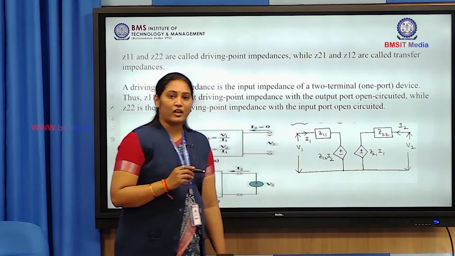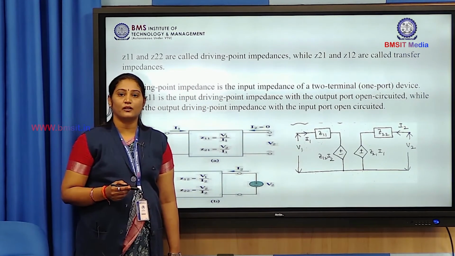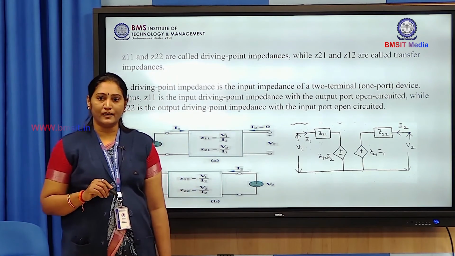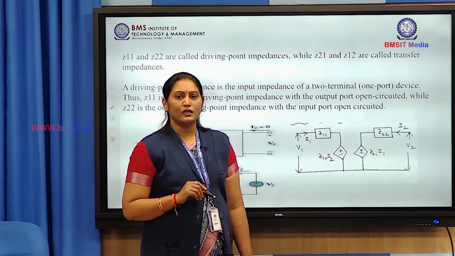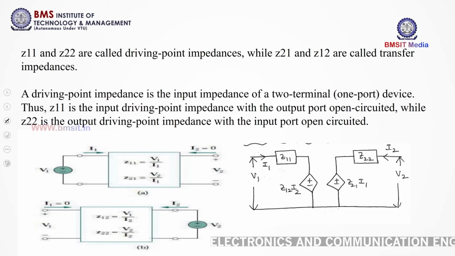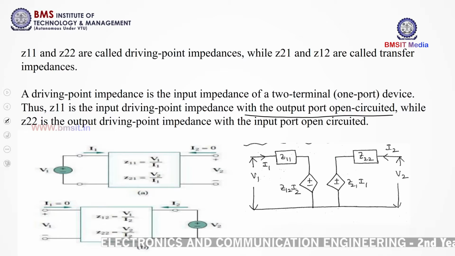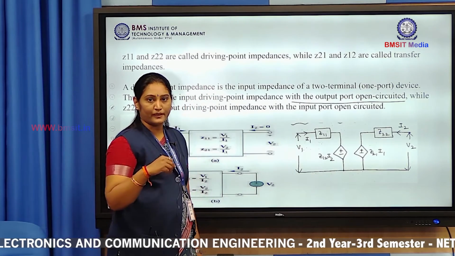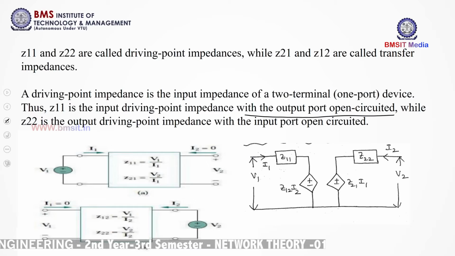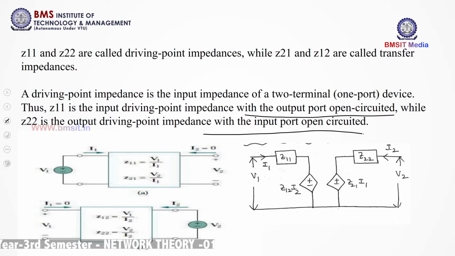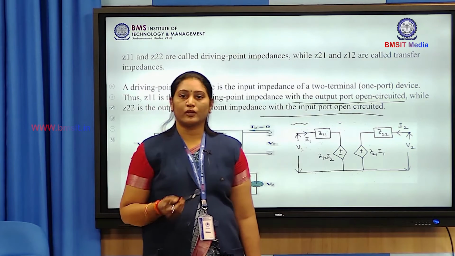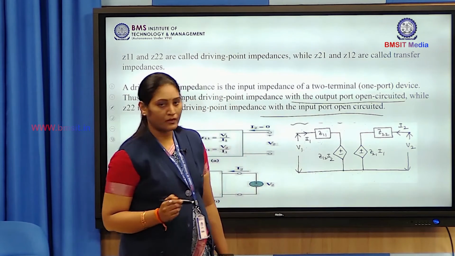So the driving point impedances are Z11 and Z22. Z11 is called the input driving point impedance of the two terminal, obtained by open circuiting the output port. Similarly, Z22, the output driving point impedance, can be obtained by open circuiting the input port. So how do we obtain Z11 and Z22? By open circuiting the other port in the 2-port network.